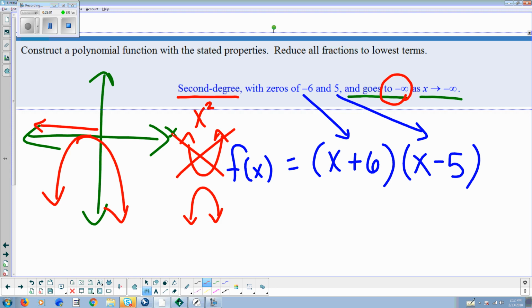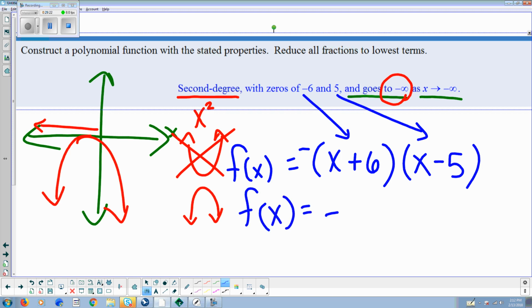So it's not smiling, it's frowning. And how do I mathematically say that it's frowning? I put a negative in front. So the first thing is taking the zeros, creating your binomials. Secondly, deciding, is this a positive or a negative? It's negative, okay?